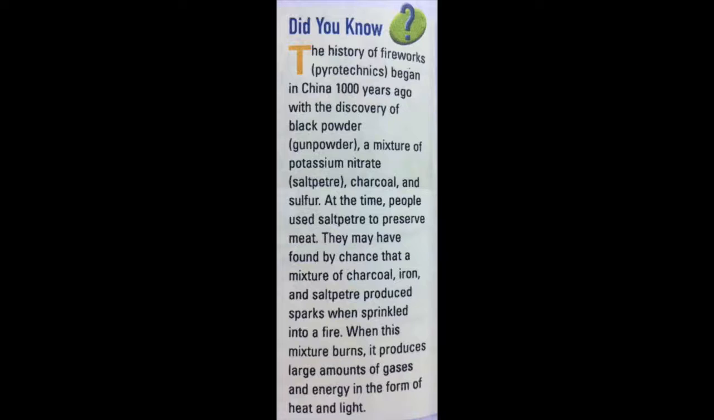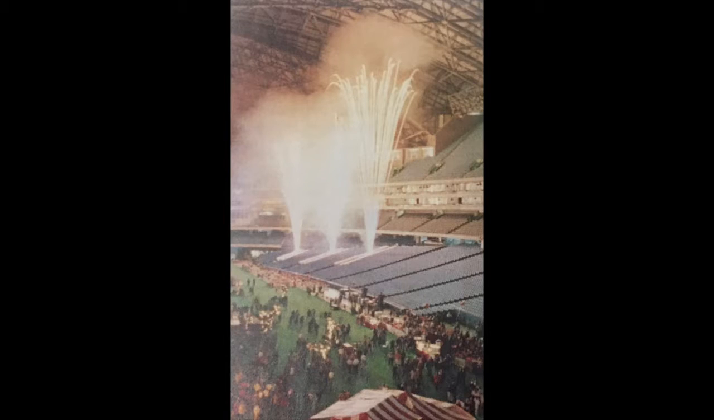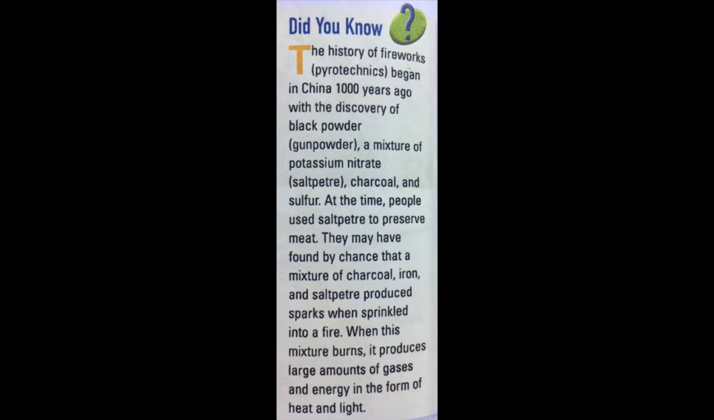Did you know? The history of fireworks pyrotechnics began in China 1,000 years ago with the discovery of black powder, gunpowder, a mixture of potassium nitrate, saltpeter, charcoal, and sulfur. At the time, people used saltpeter to preserve meat. They may have found, by chance, that a mixture of charcoal, iron, and saltpeter produced sparks when sprinkled into a fire. When this mixture burns, it produces large amounts of gases and energy in the form of light and heat.